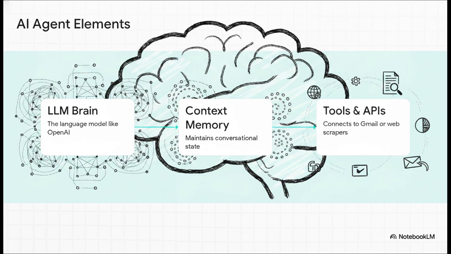Second is context memory, because without memory, an AI forgets your name the literal second after you tell it. Memory gives it conversational state. And third, you have tools. These are the hands, APIs like a Google Docs reader or a web scraper that allow the AI to reach out and actually interact with the world.